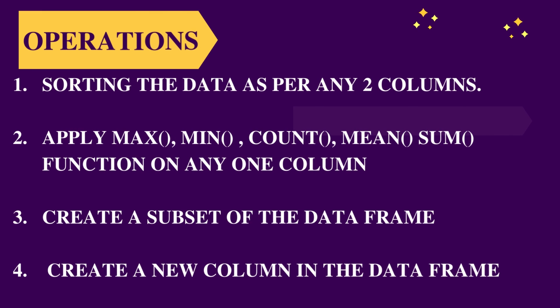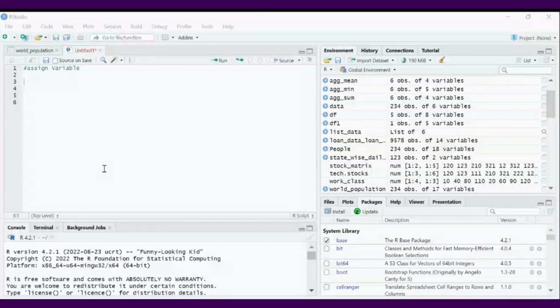Now these are the operations that we are going to perform. Number one is sorting the dataset as per two columns, then applying maximum, minimum, count, mean, sum functions on any one column, creating a subset of the data frame, and creating a new column in the data frame. Let's proceed. Before starting the operation, we need to assign a variable to the dataset.